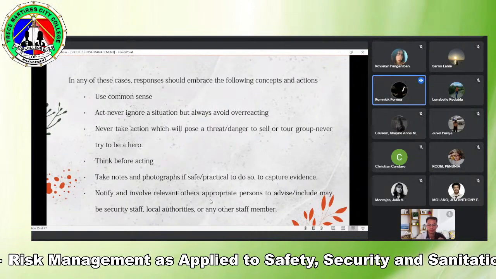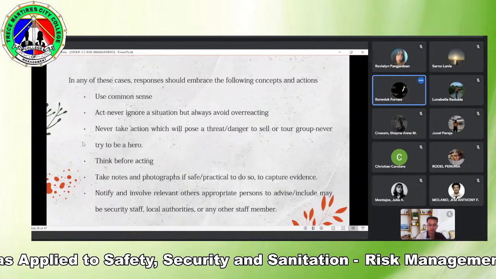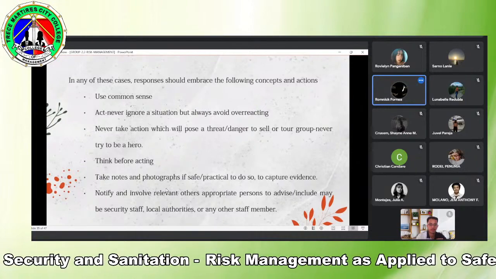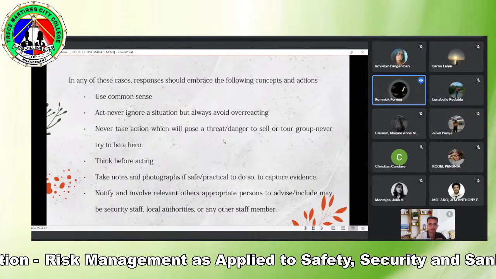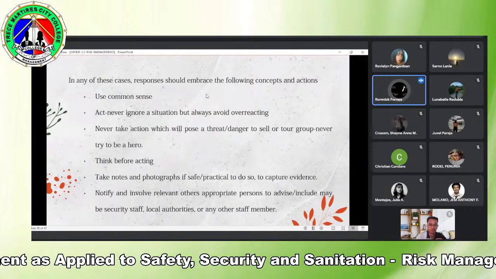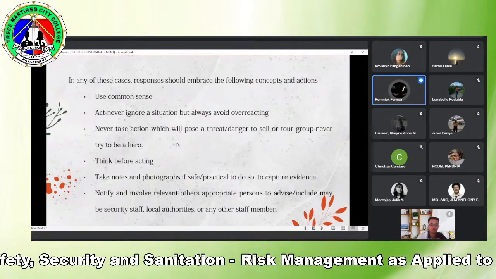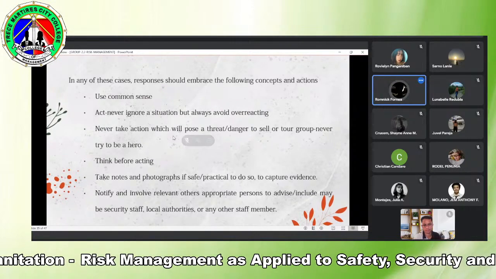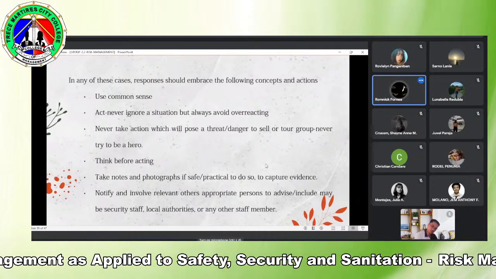Notify and involve relevant others, appropriate person to advise include maybe security staff, local authorities, or any staff member. So, if you are in danger or there is something suspicious, the first thing you should do is report immediately to trustworthy people such as the police, or call 911 so that we can get a faster solution.